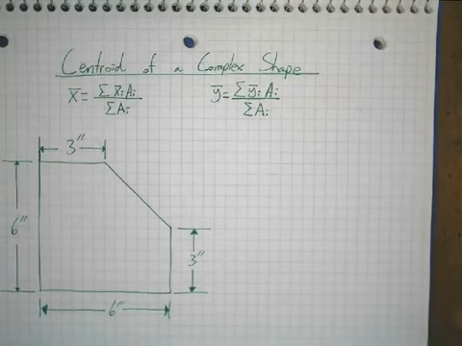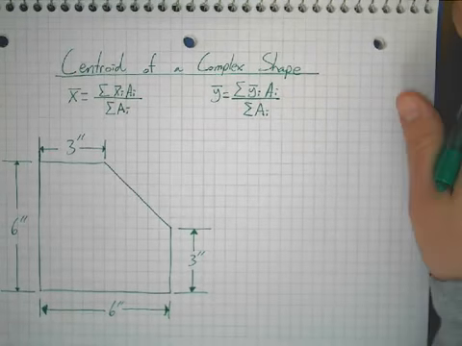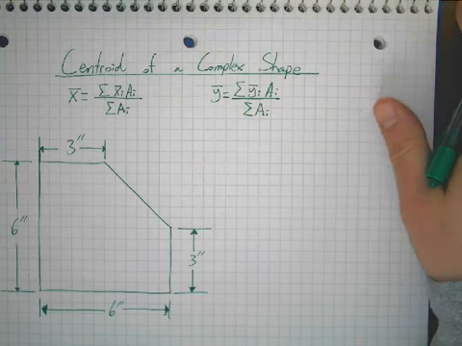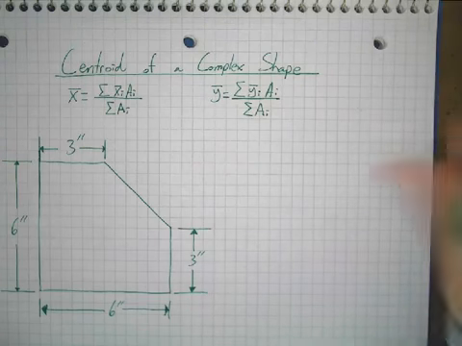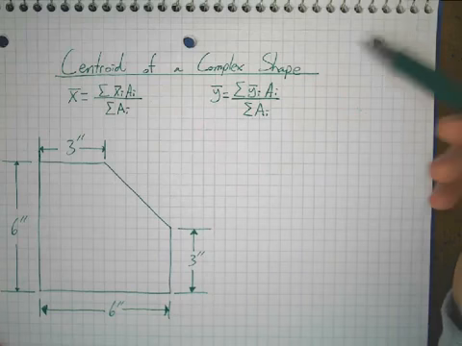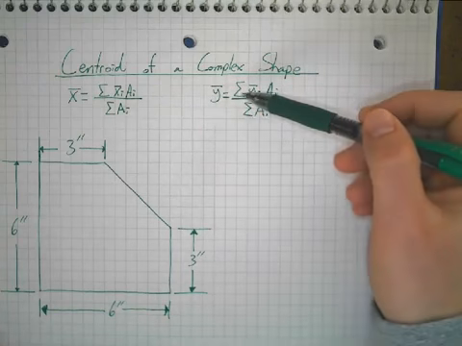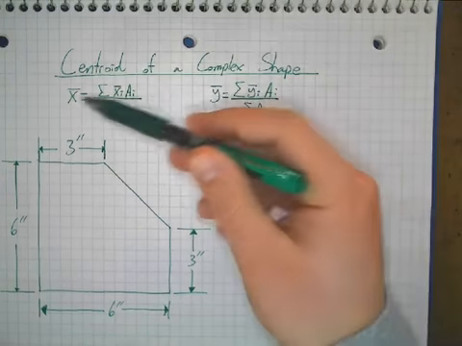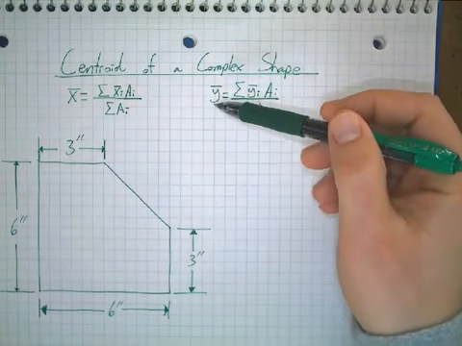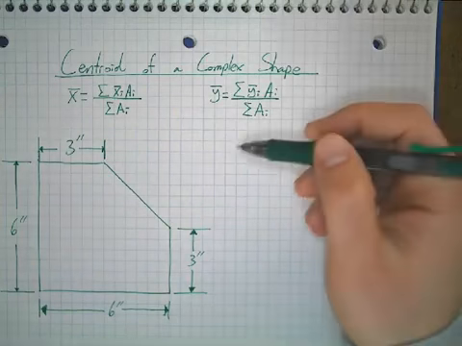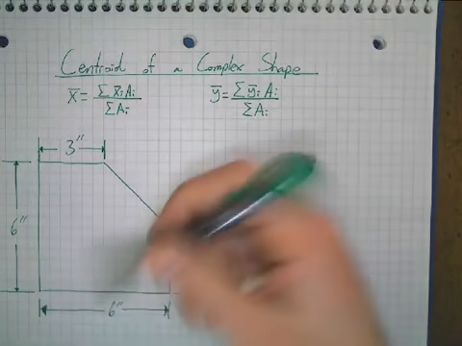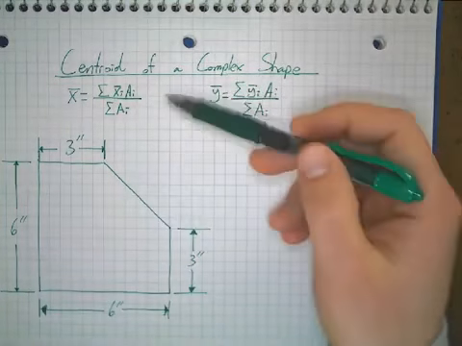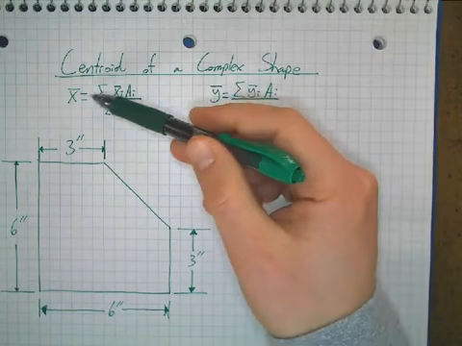Often our shapes are not just simple rectangles or triangles or circles, so we need to do more. So to do the centroid of a complex shape, we're going to use these equations right here. Our centroid, once again, has an x location and a y location, and we can set that however we want. I always like to say x is my left, right, y is my up and down. And for a complex shape, our equation is like this.